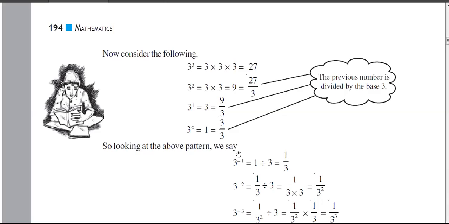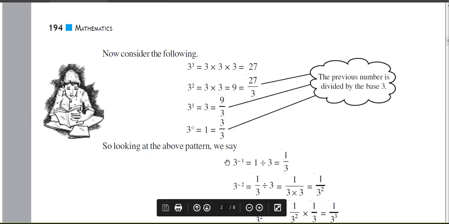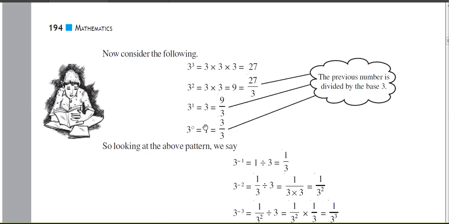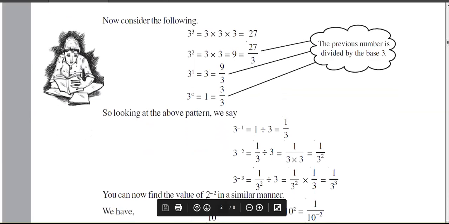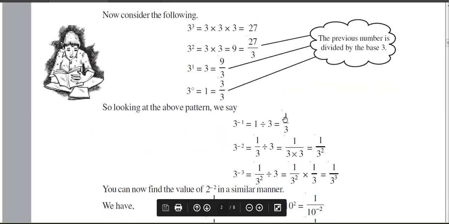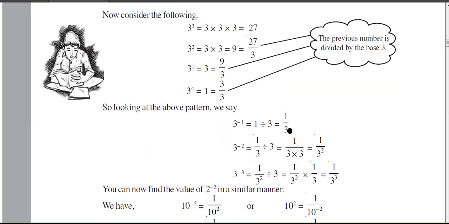So looking at the above pattern, we can say that 3 raised to the power minus 1 will be nothing but the earlier value 1 divided by 3. Yes, it is 1 by 3. So 3 raised to the power minus 1 can be represented as 1 by 3 raised to the power 1, which is 1 by 3.